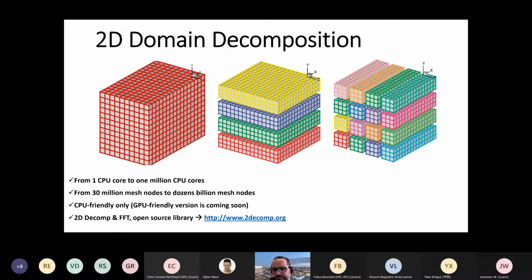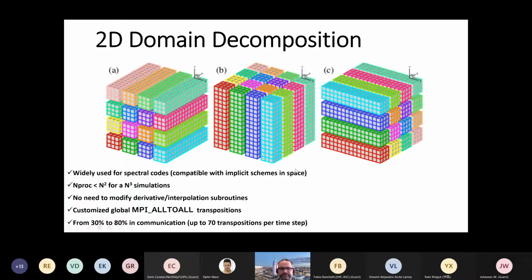In terms of high-performance computing, that might be more of interest for you. We currently have what you have on the right-hand side. So we have 1D slabs. Okay, this is a 2D domain decomposition. When we started designing the code a long time ago, we were only using one CPU, and now we can use up to 1 million CPU cores. We are able to do simulations with several billion mesh nodes. This strategy at the moment is CPU friendly only, but we are working on a GPU friendly version. If you are interested in more detail about this 2D domain decomposition strategy, you can Google 2D decomp and FFT, and you will find more information.